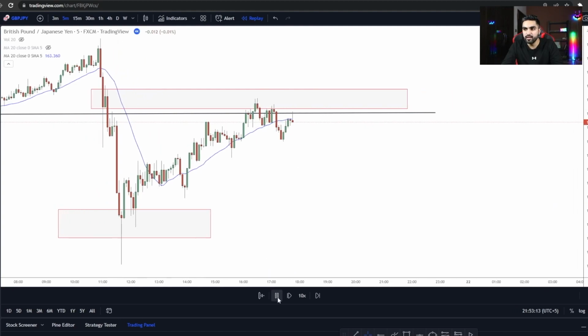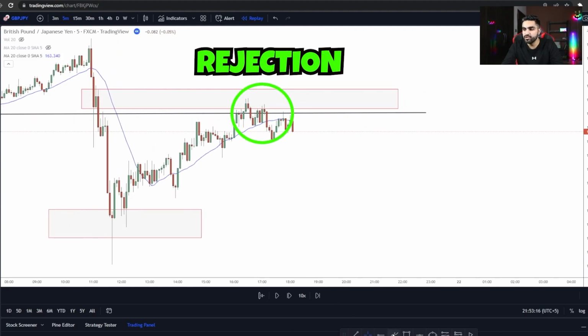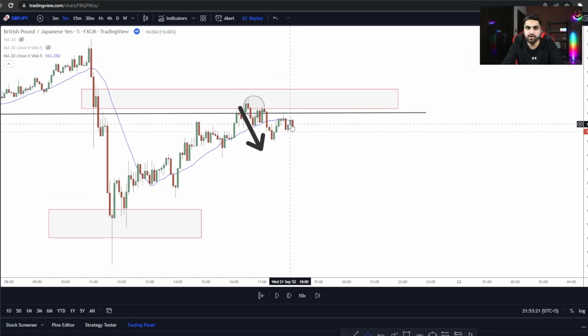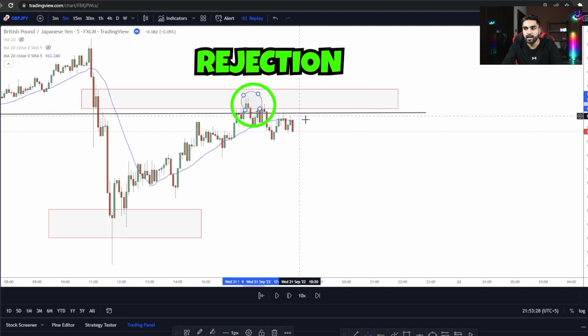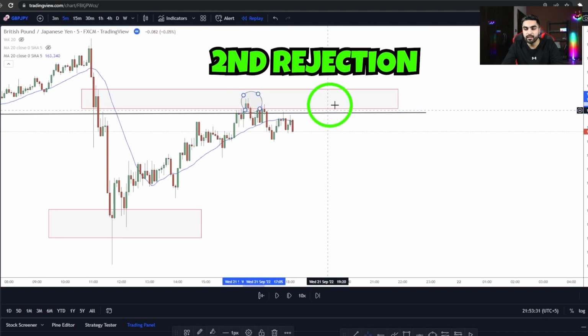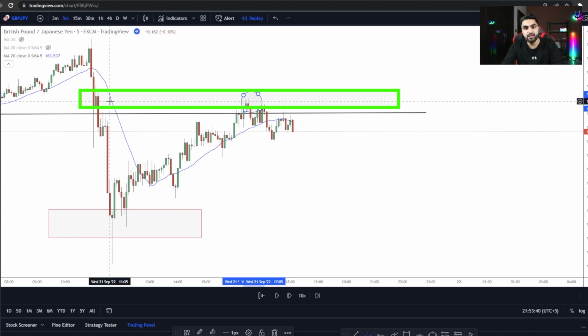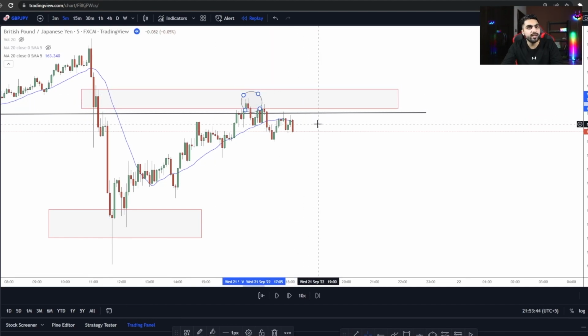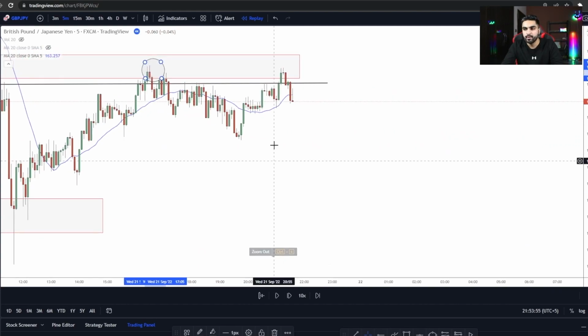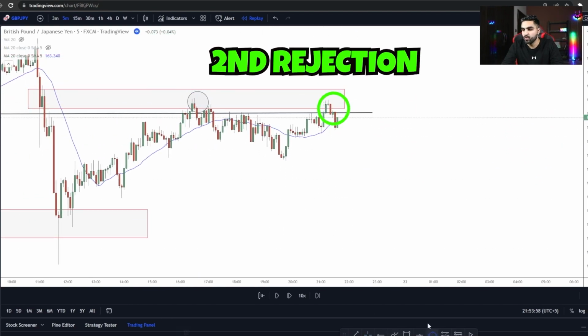So here you can see that we have just got our first rejection, which is right here. Even though the market has come lower than the 20 period moving average, that is not what I was saying. After the first rejection, I need the market to come up again and give us the second rejection, which will be a double rejection. And when we get a double rejection at this supply zone, at the same time, if the market comes lower than the 20 period moving average, that will be the time when we need to take the entry.